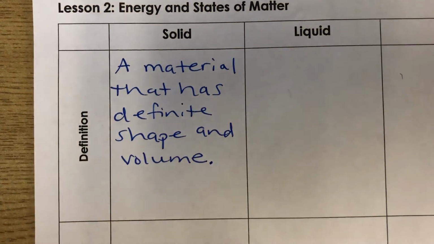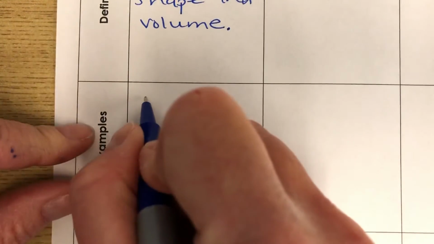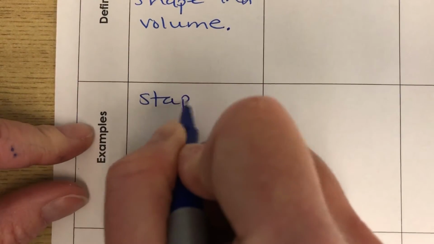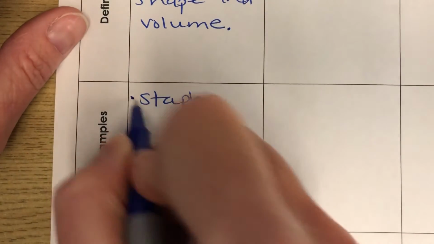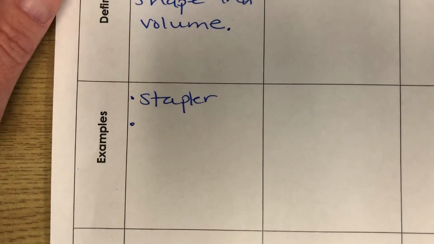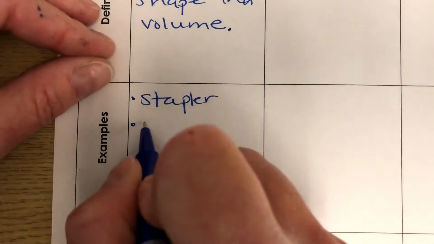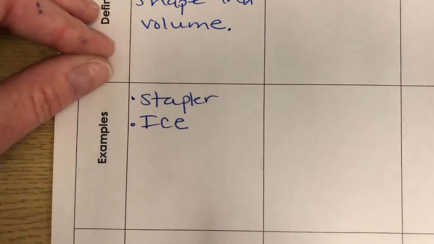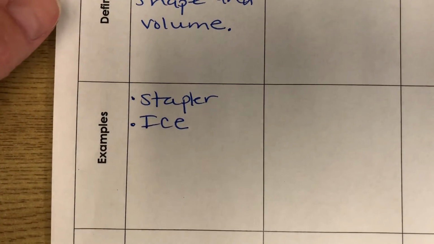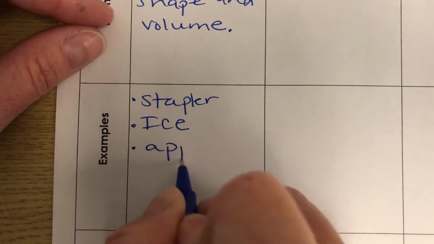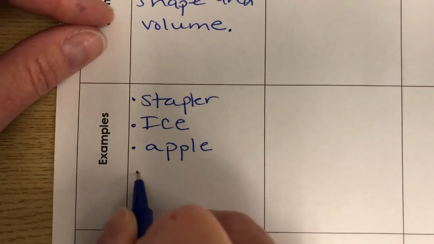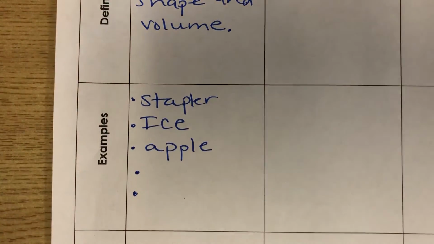Okay, some examples of a solid. I just showed you a stapler. What else? What do you think? Ice. That's a solid form of water. What do I have in my, oh, an apple. That's in my lunch. And why don't you go ahead and list 2 more of your own examples of solids?